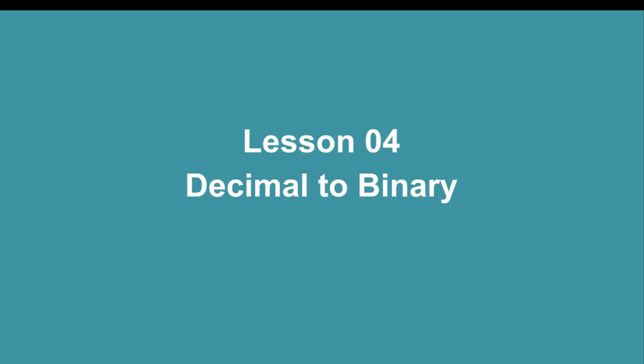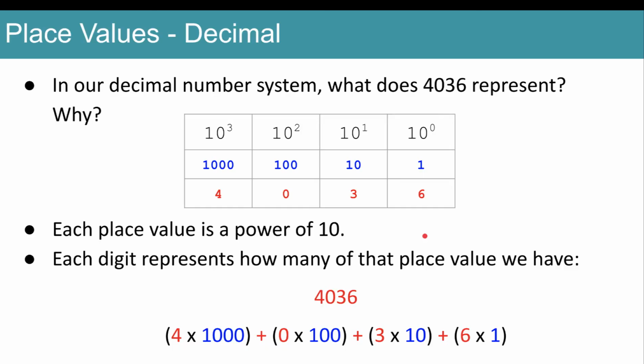So now that we know computers store information as just zeros and ones, let's talk about how to convert decimal numbers to binary. So in our decimal number system, what does the number 4036 represent and why? It represents different powers of 10, right? When we write the number 4036, we are saying that we have 6 ones, 3 tens, no 100s, and we have 4 1000s.